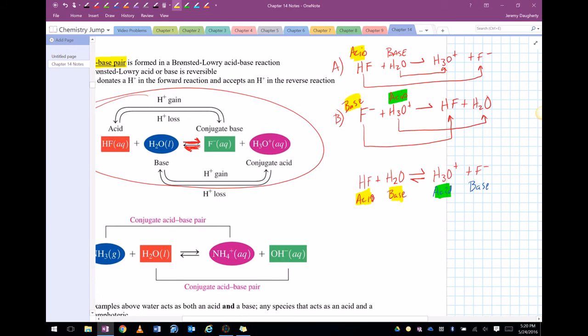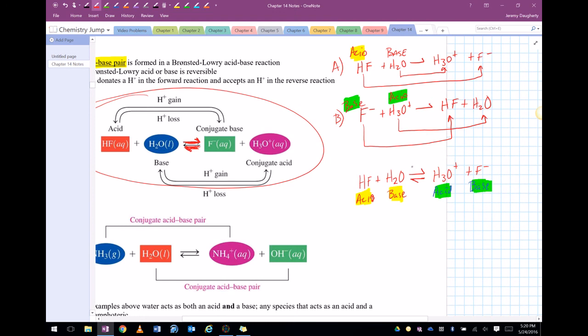Oops, I want to use green. Base. Okay, so let's look at this one right here. We got a problem because we have two acids. So we say, hey, which one's the acid? We don't know, because we got two different acids. Here's the base. Here's the base. Which one's the base? We don't know because we got two different bases. So that's why we can't just say acid and base.